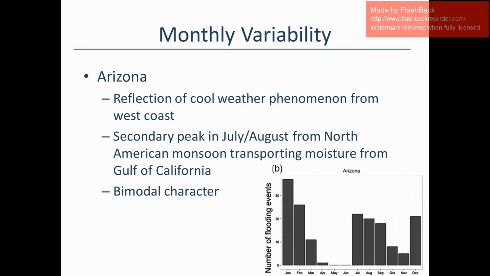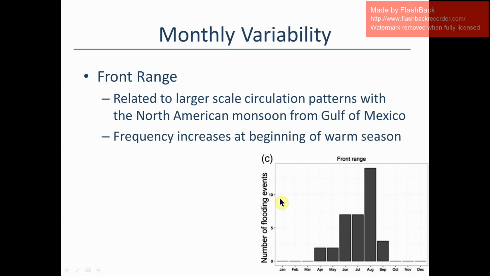The Front Range is related to large-scale circulation patterns with the North American monsoon from the Gulf of Mexico. The frequency increases at the beginning of the warm season. It peaks more in the summer.